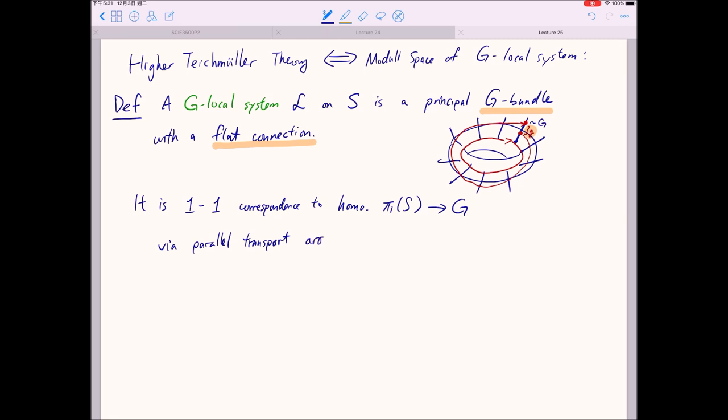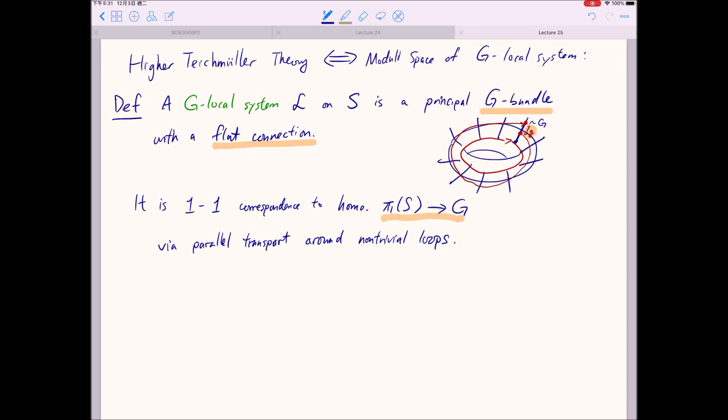Transport around non-trivial loops. So given a G-bundle, we do the parallel transport along a non-trivial loop, and we will get an element of G. So this will define the homomorphism from a loop to an element of G. And the fact that the bundle has a flat connection means that this is a well-defined homomorphism. And you can also go back: when you define a homomorphism from pi_1(S) to G, it will uniquely define a G-local system.